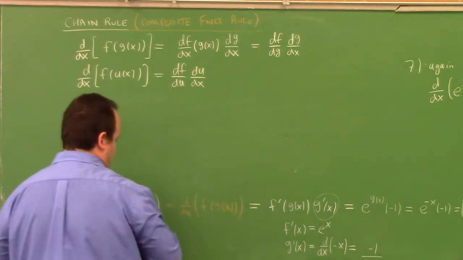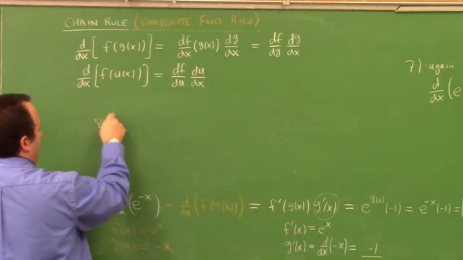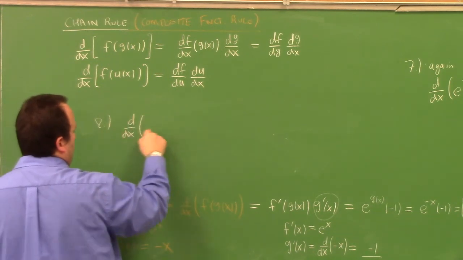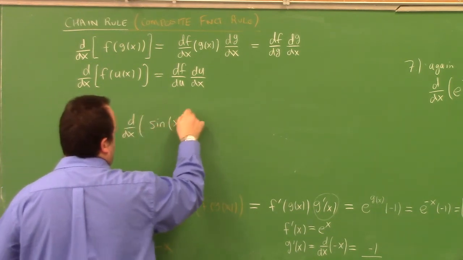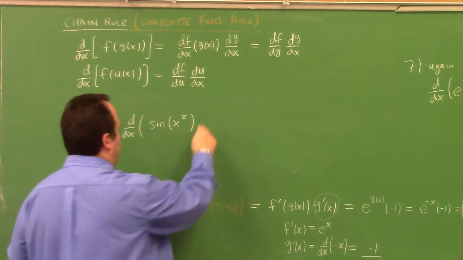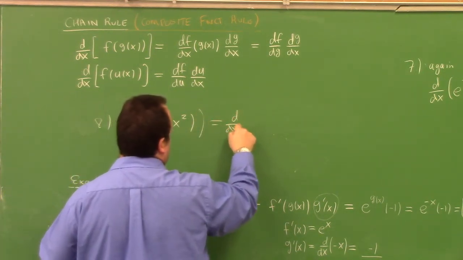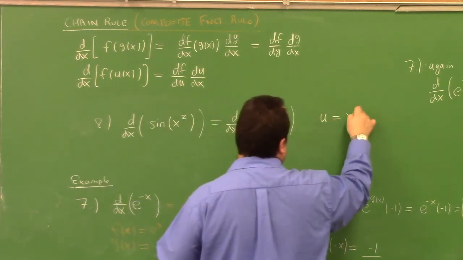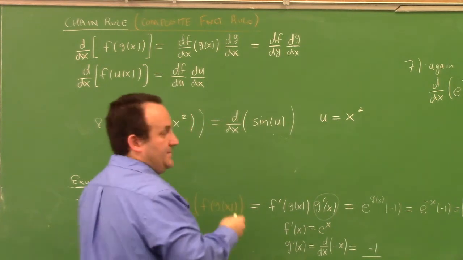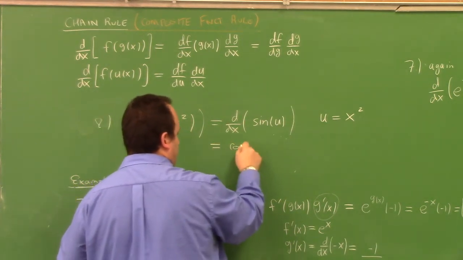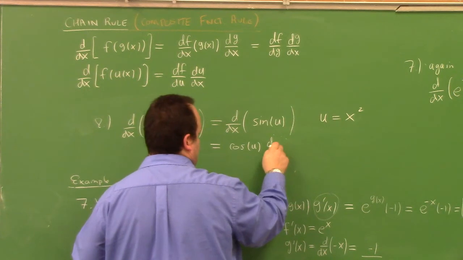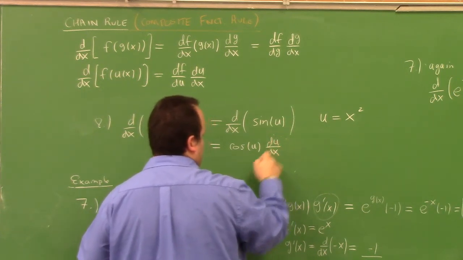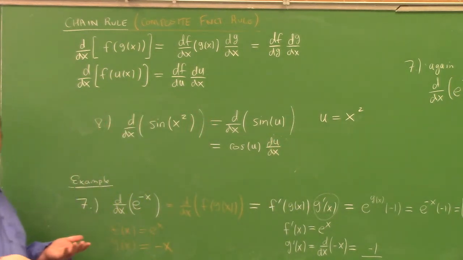One more and this will be it for today. d dx of the sine of x squared, all right? So that's d dx of the sine of u, where u is equal to x squared. So that is cosine of u times du dx, because the derivative of sine is cosine. But I don't do cosine of x, I do cosine of u because it's sine composed with u.